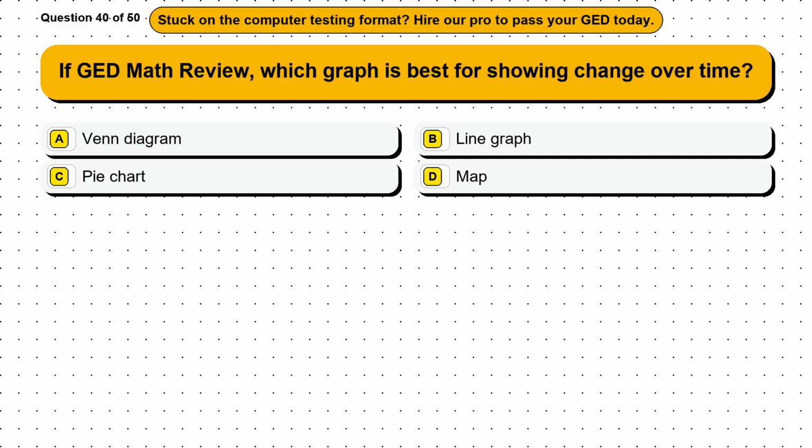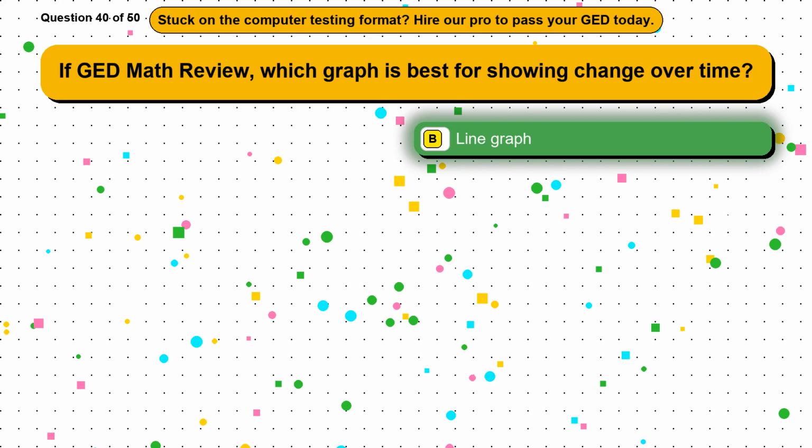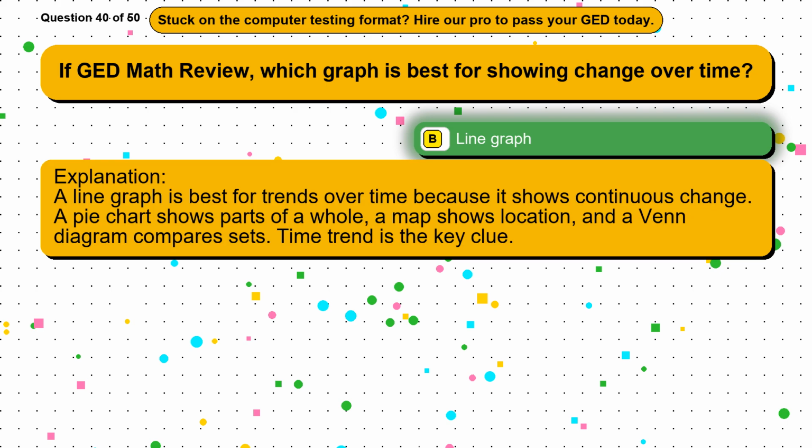Question 40. If GED Math review, which graph is best for showing change over time? Option A, Venn diagram. Option B, line graph. Option C, pie chart. Option D, map. The correct answer is option B. Line graph. A line graph is best for trends over time because it shows continuous change. A pie chart shows parts of a whole, a map shows location, and a Venn diagram compares sets. Time trend is the key clue.